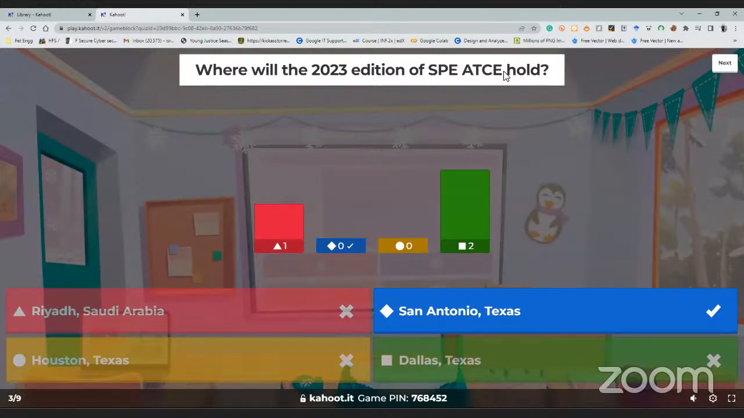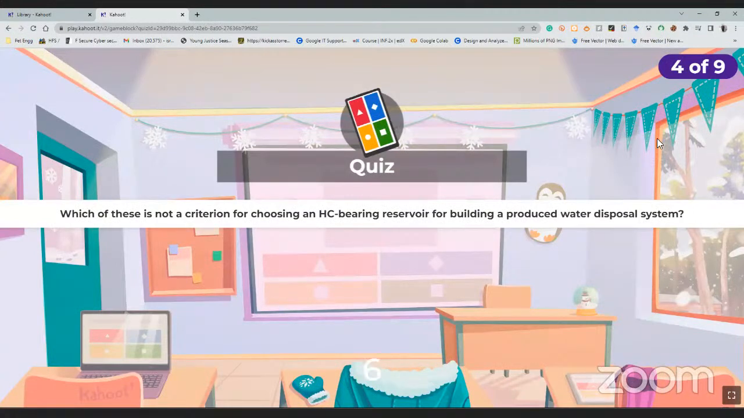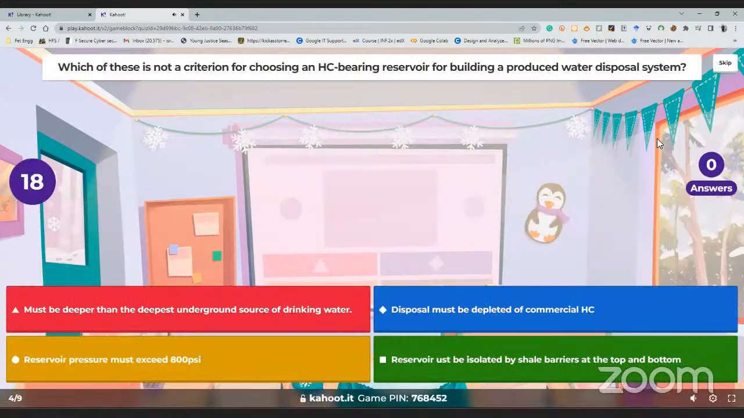We have had editions in Houston, we have had editions in Dallas as well. 2023 edition will be in San Antonio. Okay, we didn't have anyone getting that one correctly. So let's move on to the next question on our presentation. So which of these is not a criterion for choosing a hydrocarbon bearing reservoir or building a produced water disposal system?